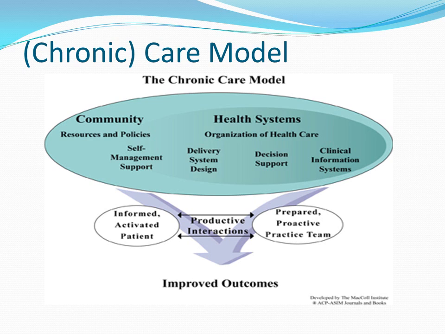And then the other 3 that are in the healthcare system side are the delivery system design, how you organize, how you deliver care, such as the time of your appointments, whether you go out to people or have them come to you. Decision support, which is how you know what the right thing to do is, and then clinical information systems, which is what that whole patient registry system that you've been working with is about. And all of that together results in an informed, activated patient, a prepared and proactive team. And then you get improved outcomes.